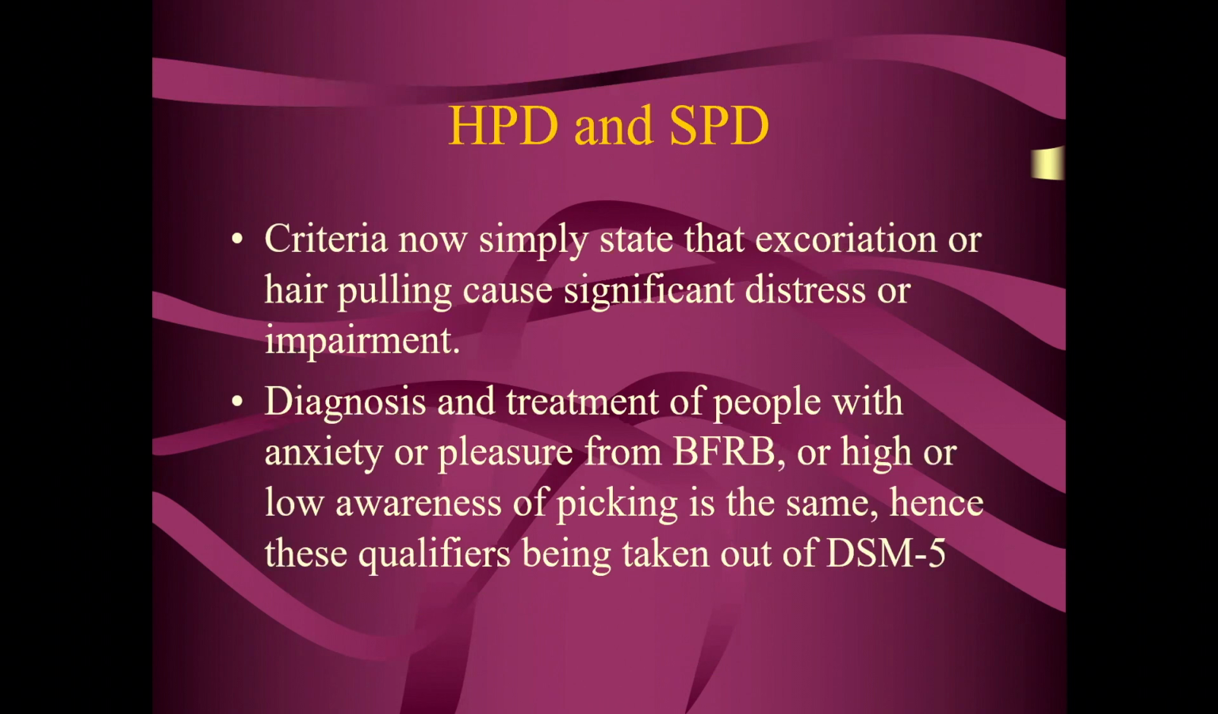So let's talk about hair pulling and skin picking disorder. The criteria now simply state that the excoriation or hair pulling causes significant distress or impairment. The distinctions about anxiety or pleasure from BFRBs, high awareness, low awareness, were all taken out of DSM-5. DSM-4 asked: is there anxiety with it? Is there pleasure? Is there increasing tension? Is there high awareness? Is there low awareness? What we know is that pretty much everyone with a body-focused repetitive behavior has all of this, so there's really no need for it in the diagnostic criteria. That was taken out in DSM-5. Really it simply states that you skin pick, you pull your hair, or you do some other body-focused repetitive behavior that causes significant distress and impairment. That's the bottom line.